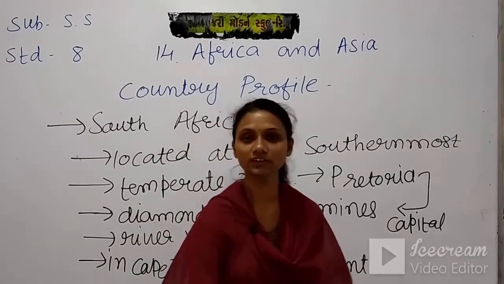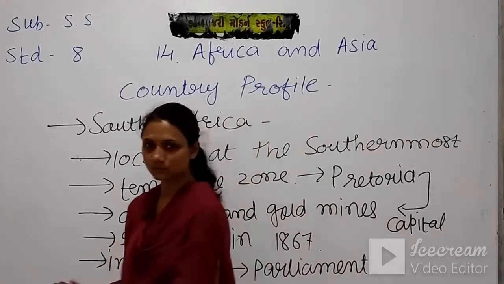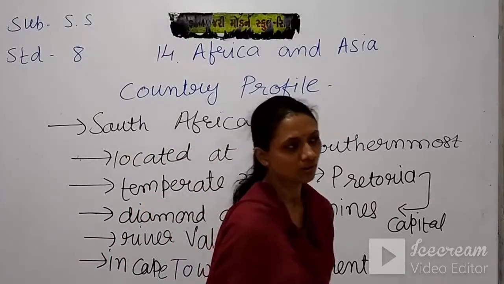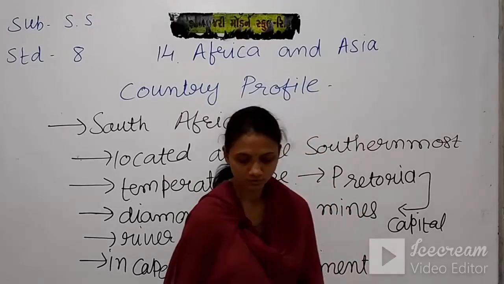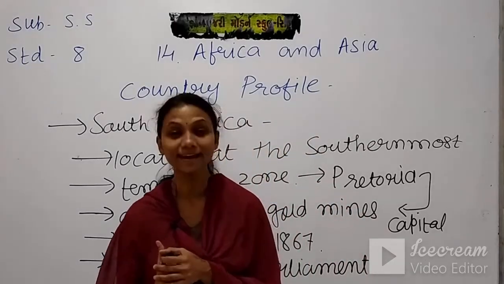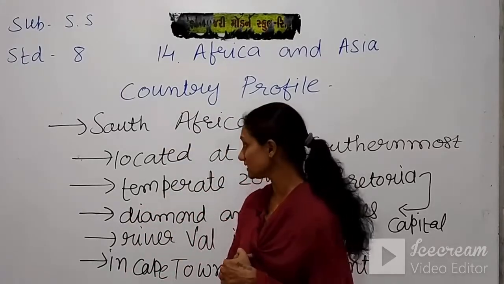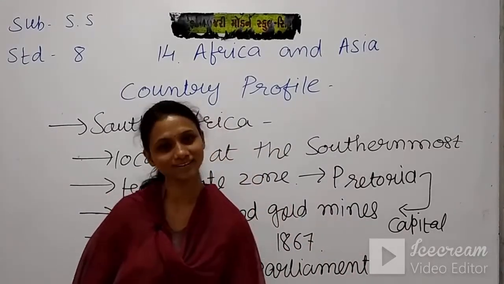Now we came to know that indeed Africa is a prosperous continent, and here we get mines of diamond, gold, uranium, manganese and mineral oils. So it is indeed a prosperous continent. Please note down this. After that we will go for Asia.